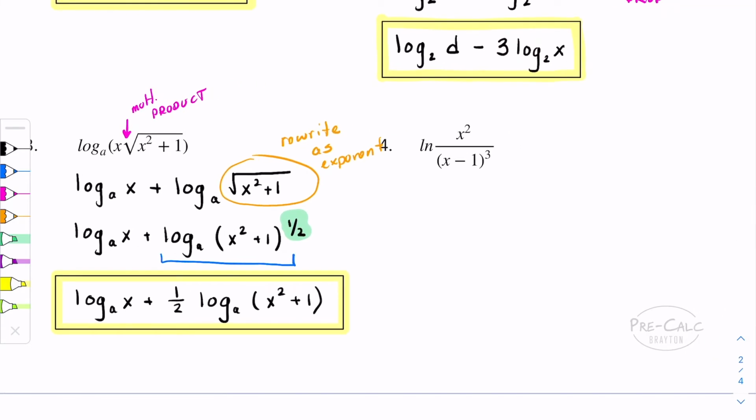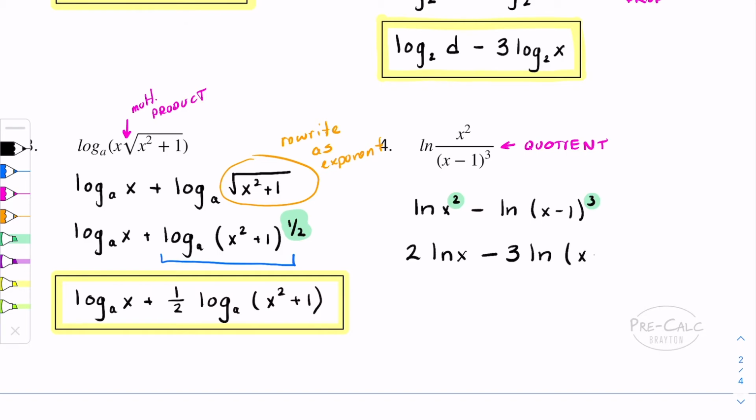And for this last one, we're going to start with the quotient property. I do notice that I have exponents, but these exponents are specific to each value, meaning this 2 only applies to that value of x, and this 3 only applies to x minus 1. So starting with the quotient property gives us ln of x squared minus ln of x minus 1 cubed. Then I take care of those exponents, giving me 2 times ln of x minus 3 times ln of x minus 1.